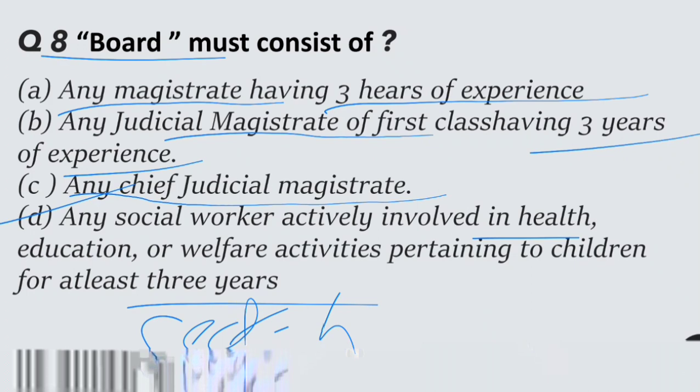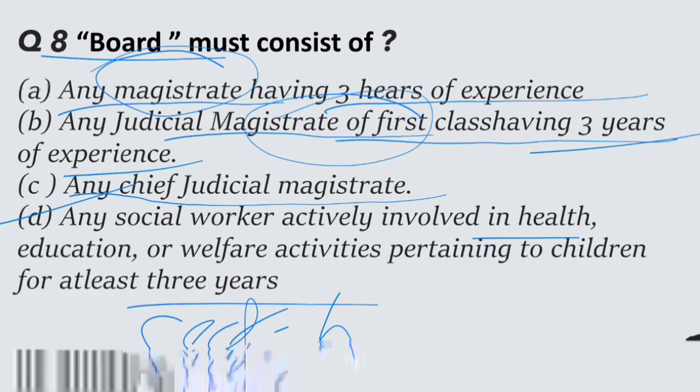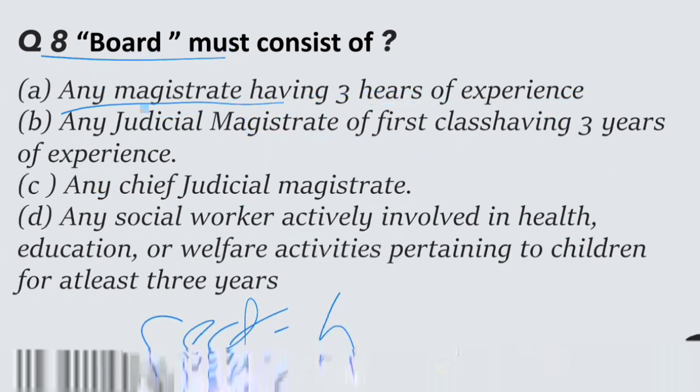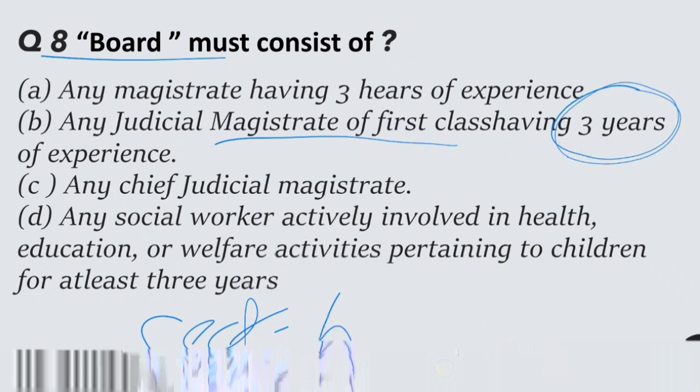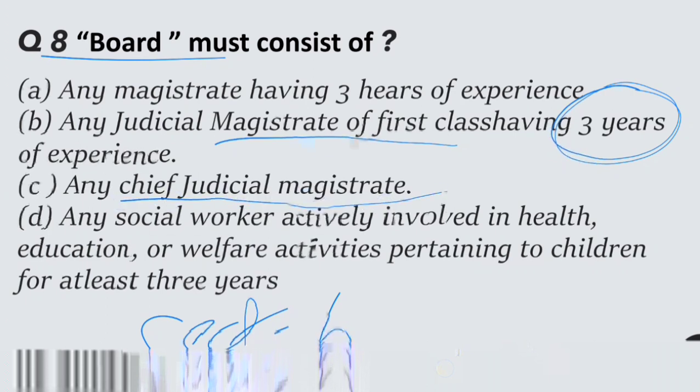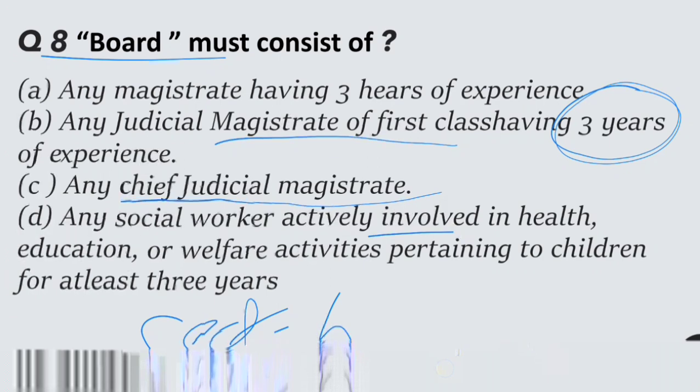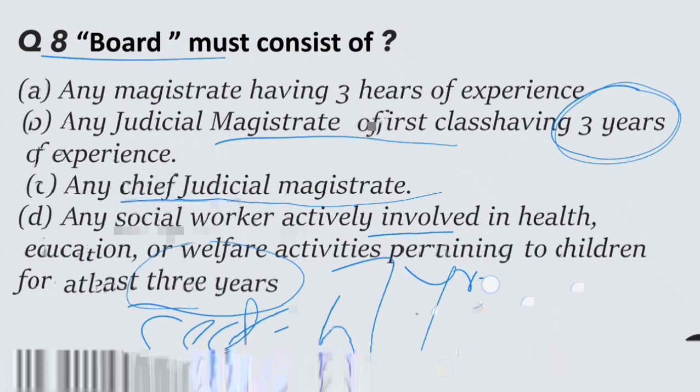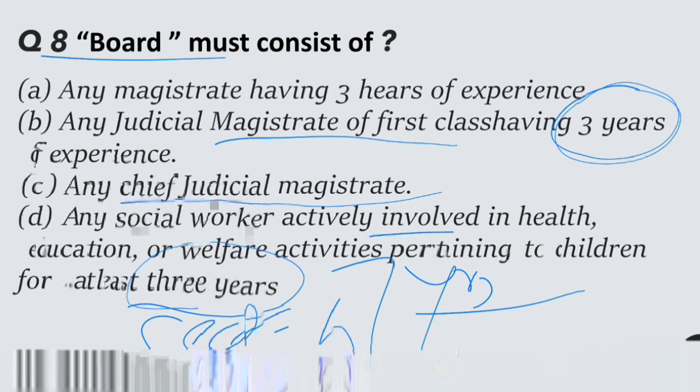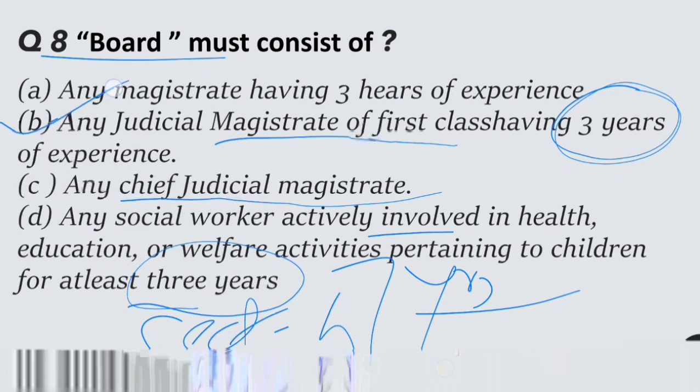If you read the provision properly, it cannot be any magistrate. First, because it is expressly provided that a judicial magistrate first class must be the judge who should be part of the board, having 3 years of experience. So the first class magistrate having 3 years of experience, not just the judicial magistrate. CJM cannot be, as expressly prohibited in the provision, and any social worker involved in health, education, welfare must have 7 years of experience, not 3 years. So the remaining options are incorrect. Only B is the right option.